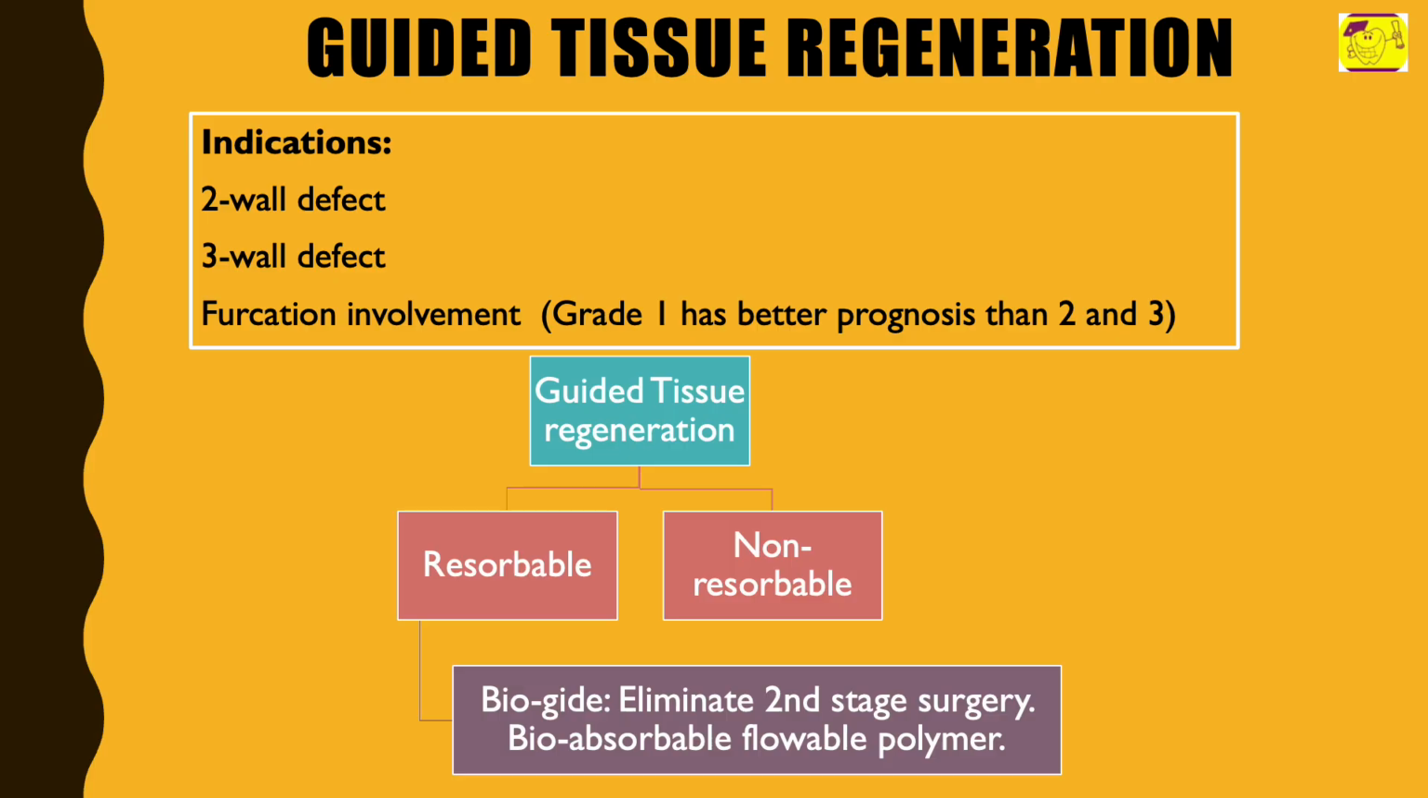Just like your sutures, GTR is available as resorbable or non-resorbable in the market. The major advantage of resorbable, or why periodontologists prefer resorbable GTR, is that it eliminates the need for the second stage surgery where you'll have to go inside, traumatize, and then again remove the GTR. And it is available in the common form of BioGuide in the market. It varies from country to country.